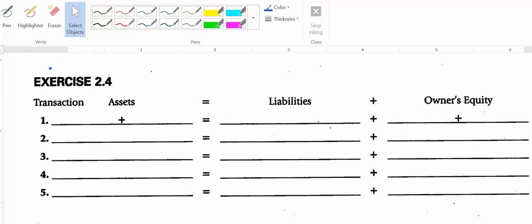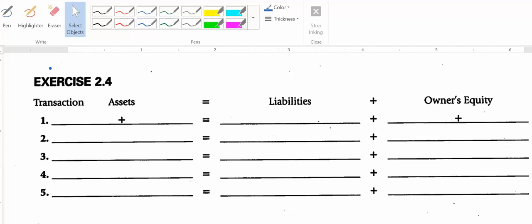Okay, so the directions say the following financial data are for the dental practice of Dr. David Malone when he began operations in July. Determine the amounts that would appear in Dr. Malone's balance sheet. Okay, so the balance sheet on the left-hand side shows assets, and the right-hand side of the balance sheet shows liabilities and owner's equity.